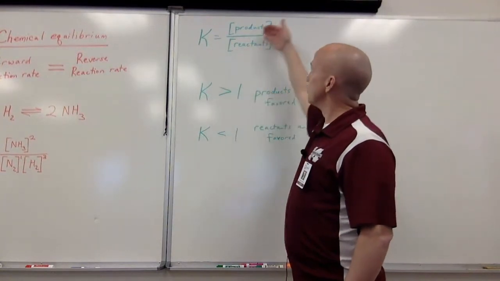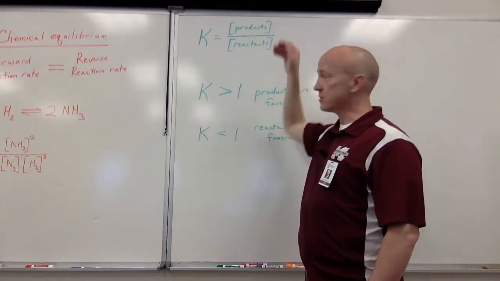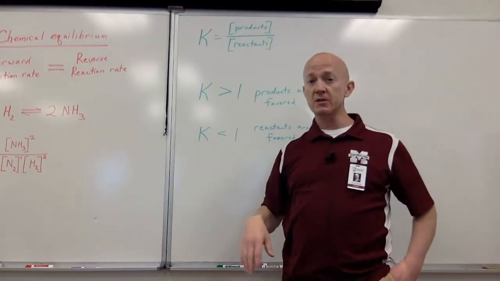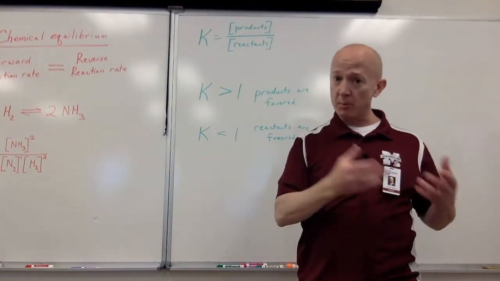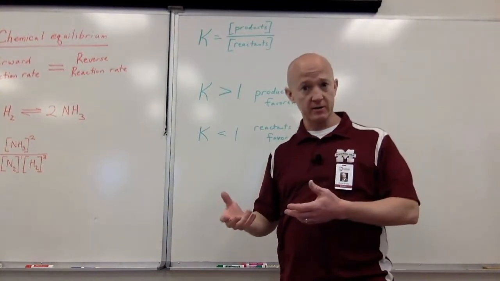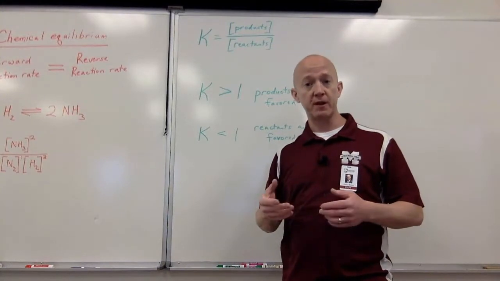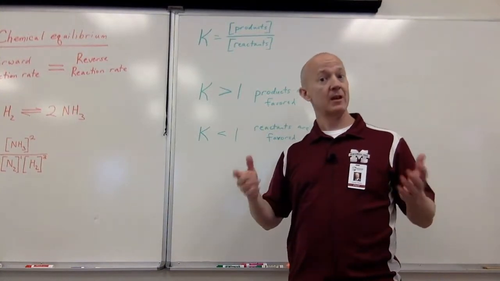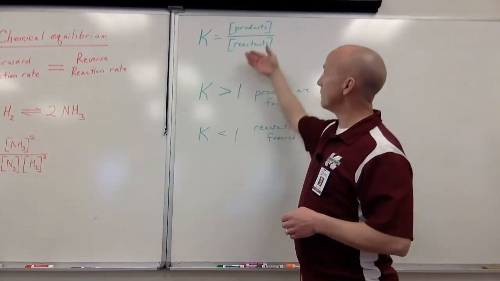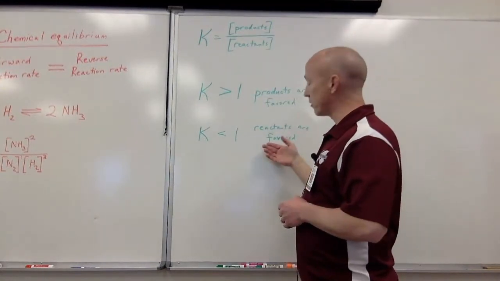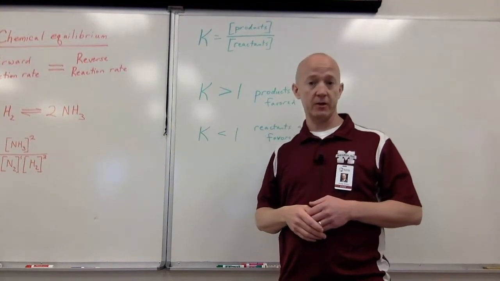If K is equal to the concentration of products over reactants, then if K is greater than 1, it means that the end result is that we have more products than we do reactants, right? So therefore, in that reaction, the products are favored. But if K is less than 1, that means the reactants are greater than the products, aren't they? And so therefore, reactants are favored in that reaction.